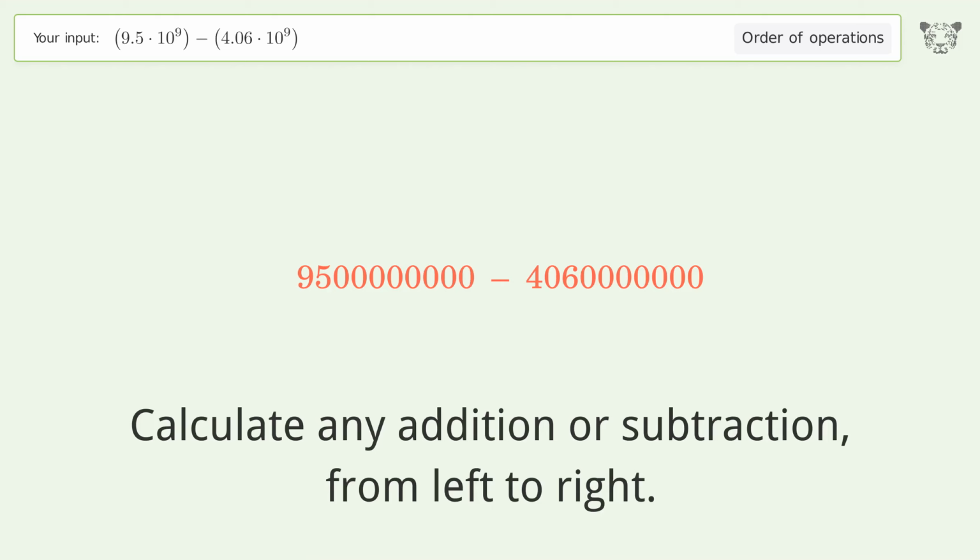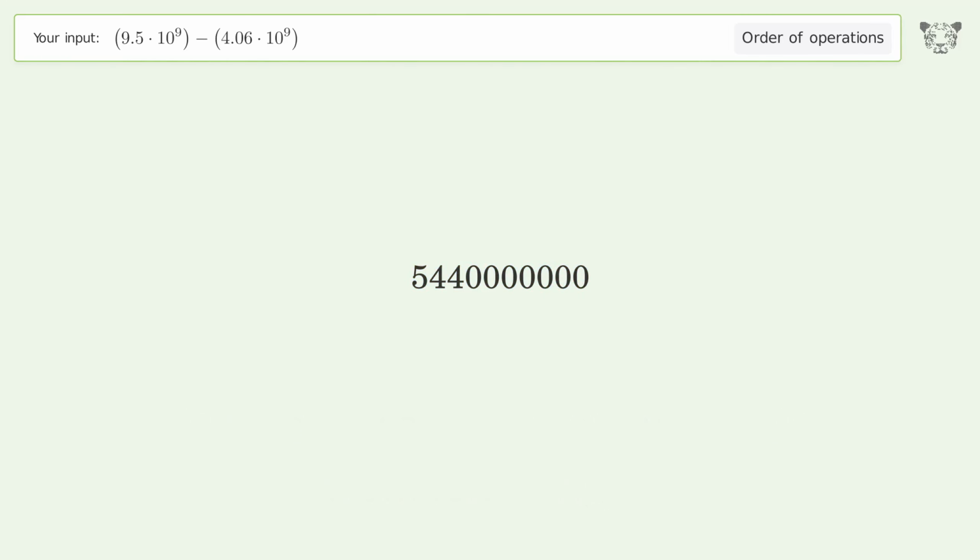Calculate any addition or subtraction, from left to right. 9,500,000,000 minus 4,060,000,000 equals 5,440,000,000. And so the final result is 5,440,000,000.